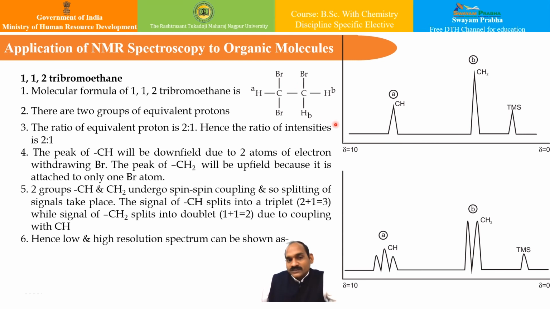The two groups CH and CH2 undergo spin-spin coupling, and so splitting of signals takes place. So how is it going to split? This CH2 will split into a doublet and this CH will split into a triplet. So we will have this splitting as a doublet of CH2 and a triplet of CH. This is low resolution spectra and this is high resolution spectra. This is a very raw analysis. How these signals can be split based on spin-spin coupling is given over here.